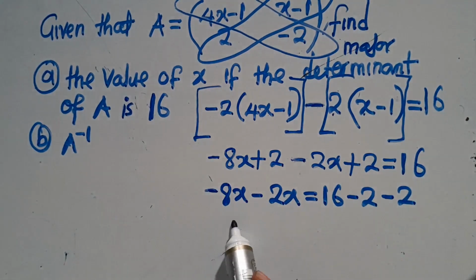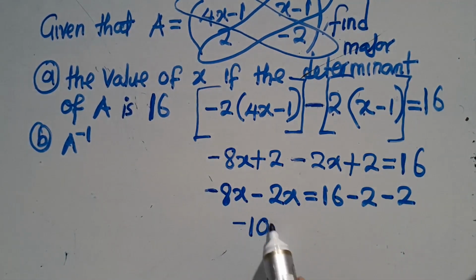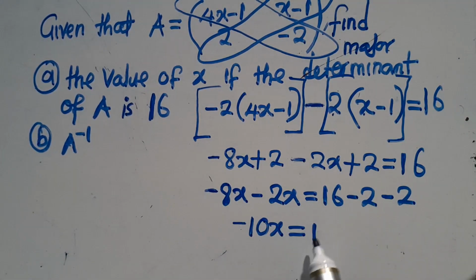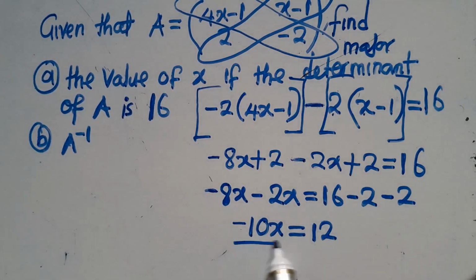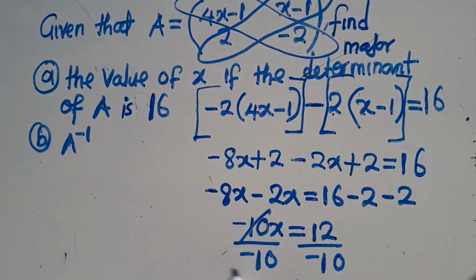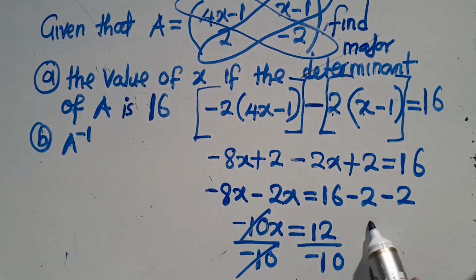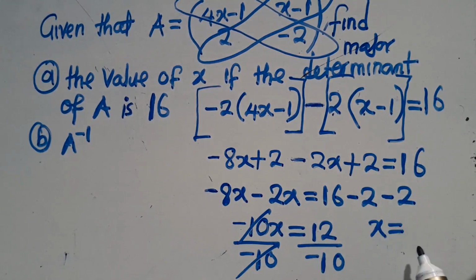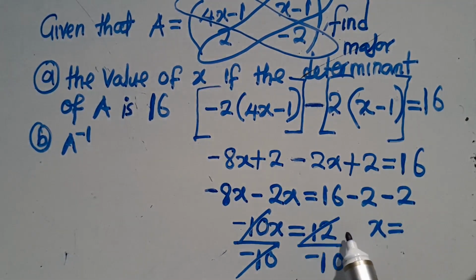So here you get negative 10x. Same signs we add, then maintain the sign. So here, this is 12. We are going to get a 12 there. You divide both sides by what? Negative 10. You also divide here by negative 10. This and that will cancel. Then you're going to have x equal to 2 there. You get what? 6.